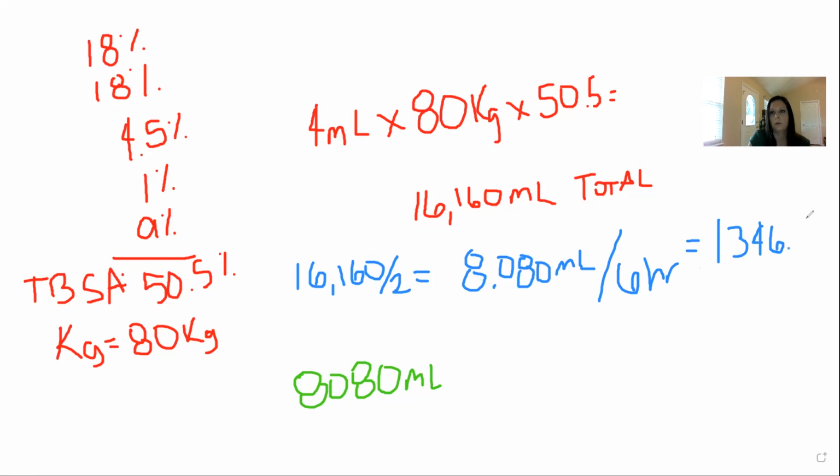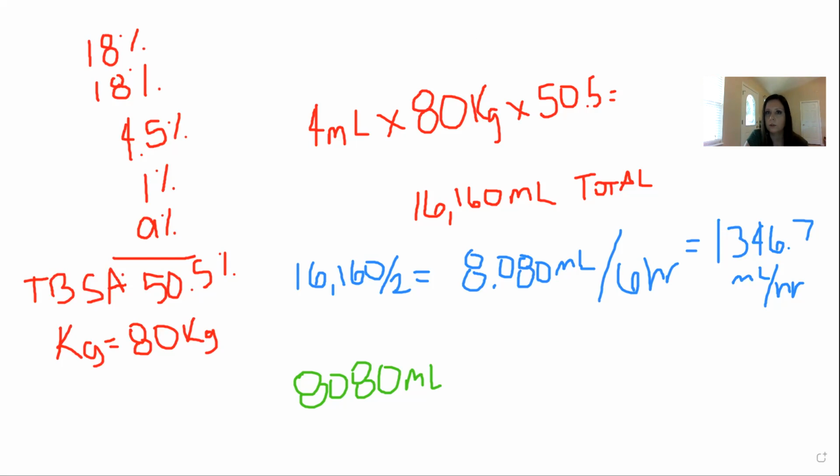So 8,080 divided by 6 is equal to 1346.7 mLs per hour. So for those first 6 hours, they're going to get IV fluids at 1346.7. So think about this. How fast can you run a pump? Well, 999 is the fastest. So realistically, you're going to have 2 pumps. One running at 999 and another one running at 347.7, or 346.8, I guess, technically. So 2, that's why we need our 2 IVs.